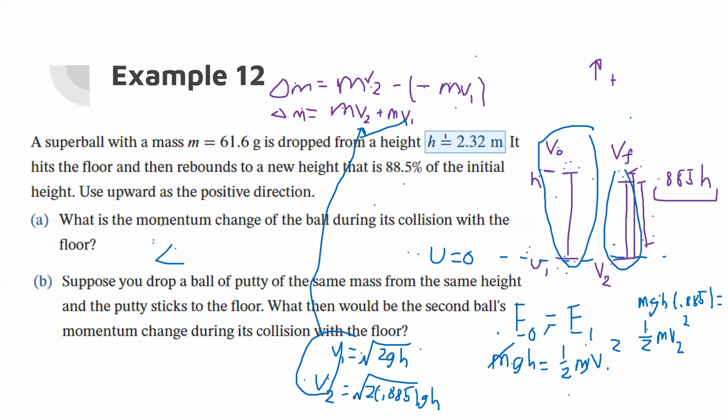For part B, all I have to do is look at, since it sticks to the floor, my change in momentum is just going to be my final minus initial. And so my final momentum, since it sticks to the floor, is going to be just 0. And then I'm going to minus my negative initial momentum, which is just this. And so I just need to plug in this here, and that gives me my answer.